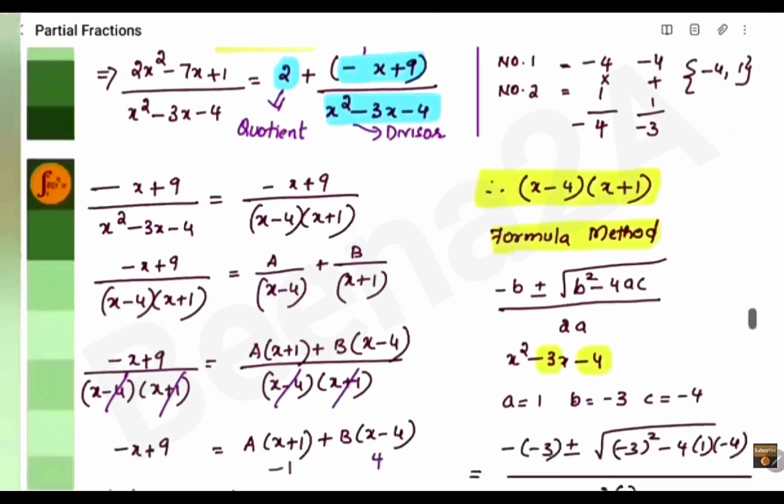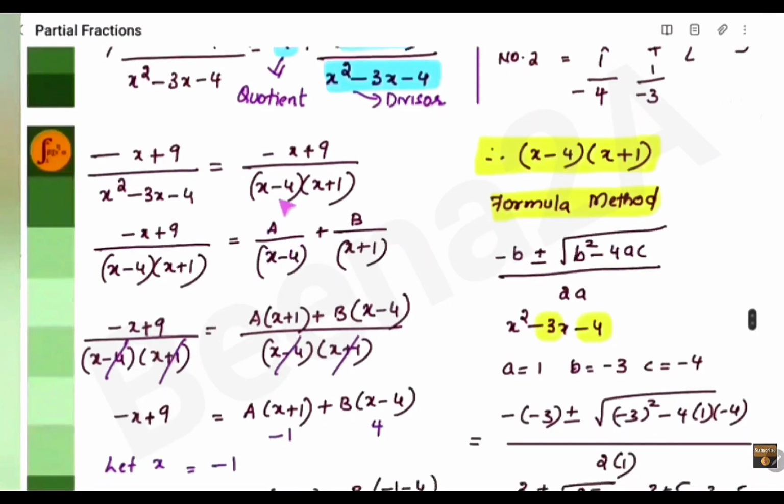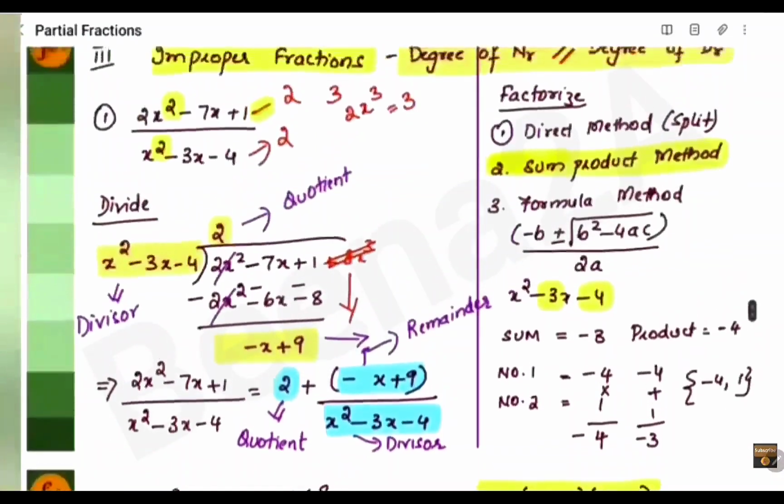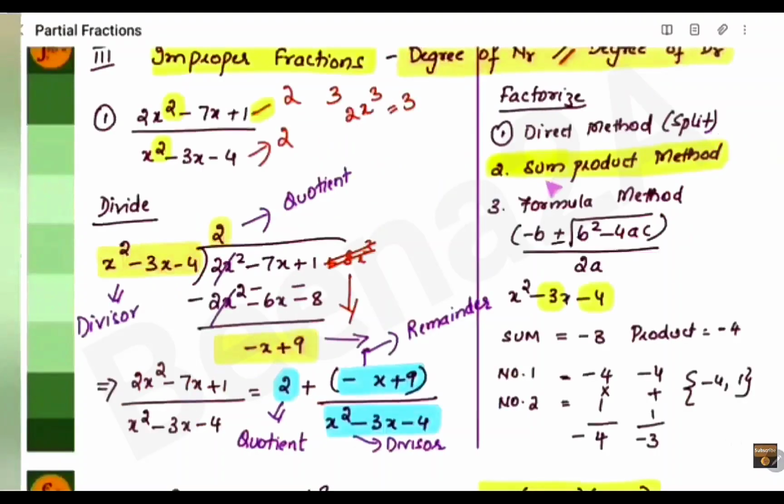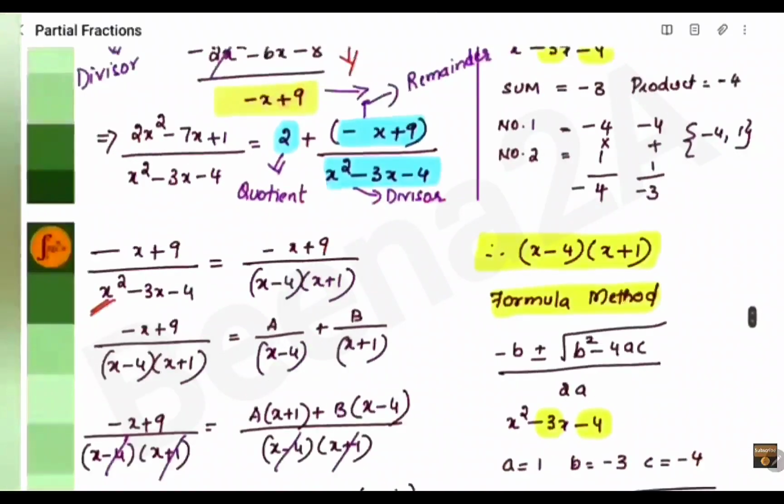Right? Now we'll use the same method, split it up into A by x minus 4 and B by x plus 1. Now here the denominator we'll have to factorize. So like I said, there are three methods: direct method or method of splitting, sum product method, and formula method. So whichever method is comfortable. I've used all the methods here.